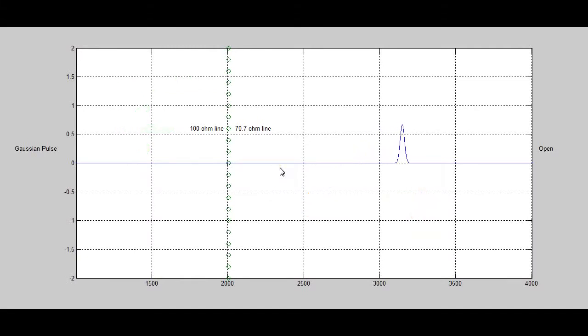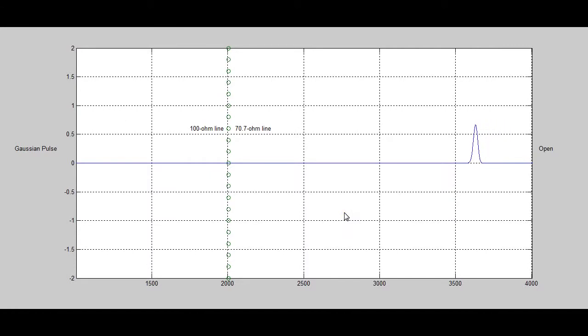When the wave hits the open, we're going to see a reflection, but this time, because we're not transitioning to a different material, we're not going to see a change in the magnitude, and because it's an open circuit, we're not going to see a change in the polarity either. So there's our bounce, and it's going to travel down the line again.